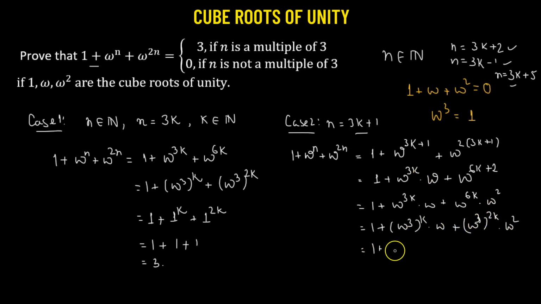So we have 1 plus omega plus omega squared, and we know that the sum of the cube roots of unity equals 0. So this value will be equal to 0. That means when n is not a multiple of 3, the value of this particular expression is going to be equal to 0.